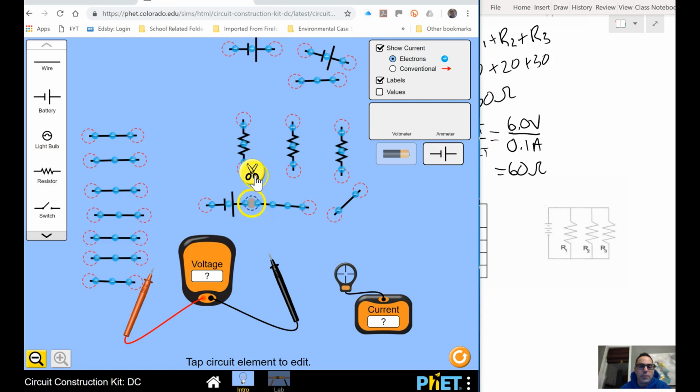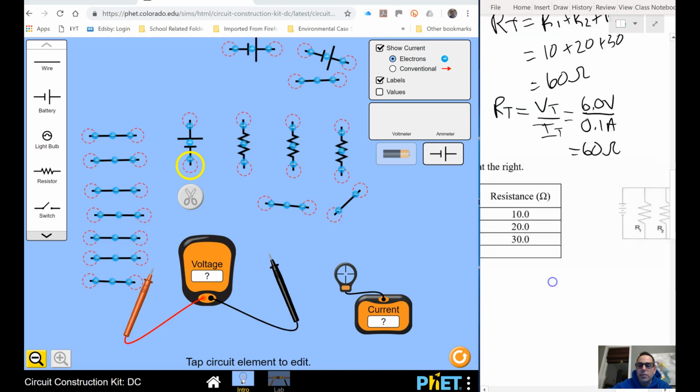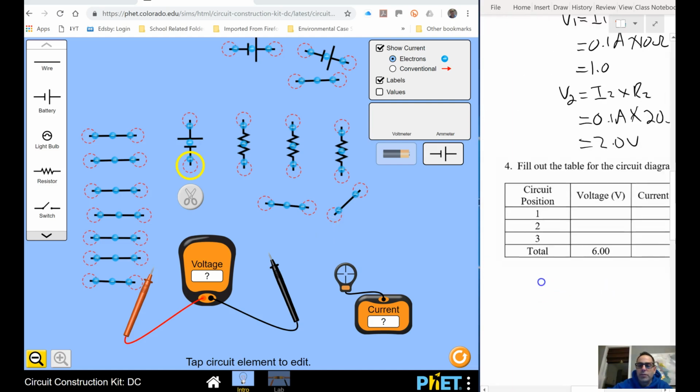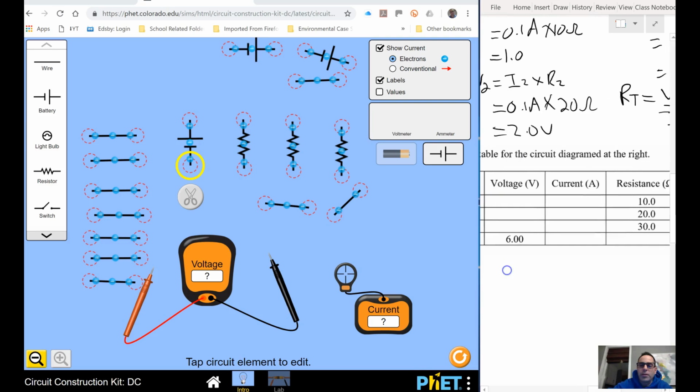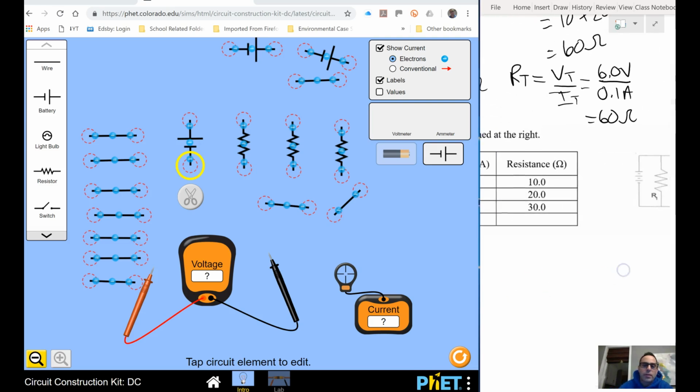my battery. Now, instead of doing a whole bunch of cells like that, I'm just going to do one. And I'm going to keep the voltage drop the same here. So if I go back to my table, my voltage drop is still 6 volts coming out of that battery. And I've got my 10 ohm resistor, and I've got my 20 ohm resistor, and I've got my 30 ohm resistor. I'll get these guys all lined up nice. And now I'll start to connect them.